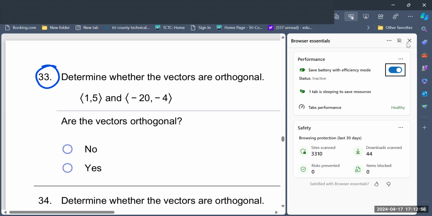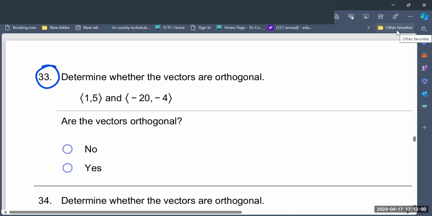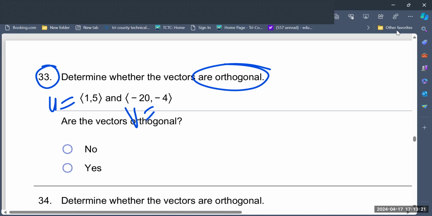Okay, so we want to find the dot product. I'm going to call the first vector u, and I'll call this one vector v. We are told to determine if they are perpendicular, orthogonal. Remember, the dot product of two vectors will be a scalar, just a number. It's not going to be a vector.